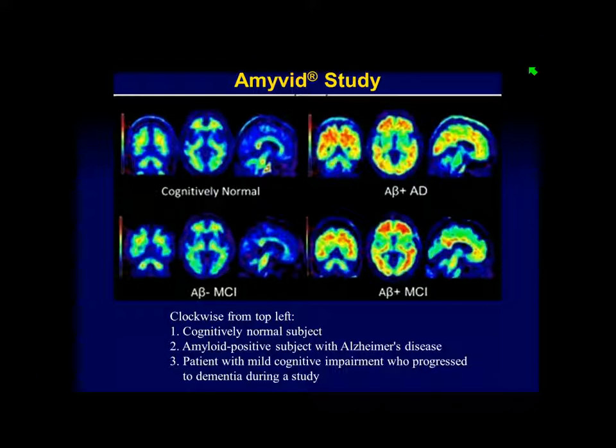potentially diagnosing Alzheimer's. This is just the Amyvid, and in the first upper left, you see a cognitively normal patient. And then here you have essentially a full amyloid AB positive amyloid disease. This is actually part of a study, began as a mild cognitively impaired patient, and then through the course of the study, which was a couple of years, progressed to full Alzheimer's.